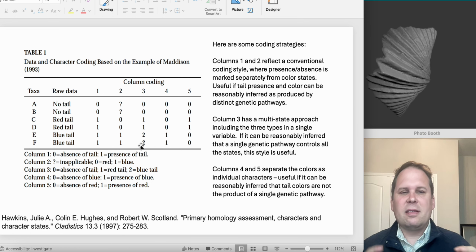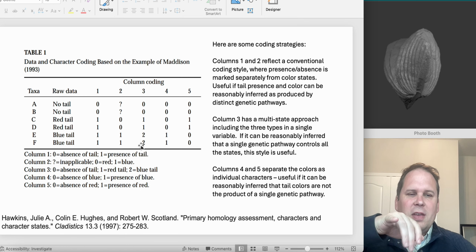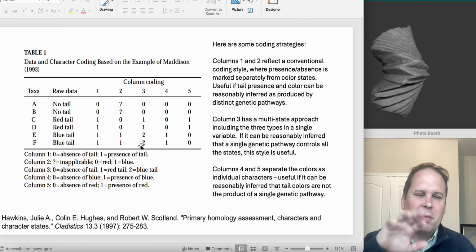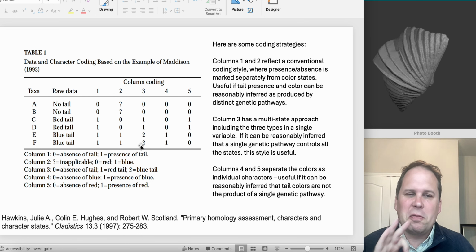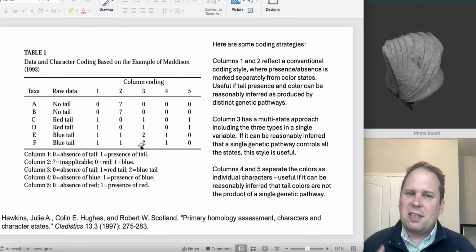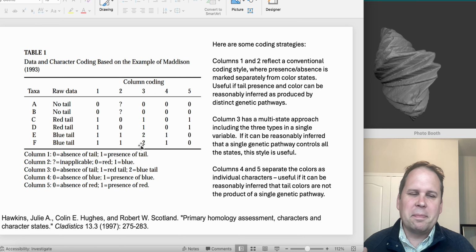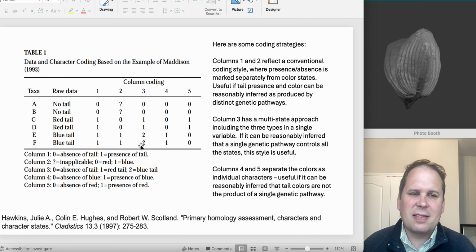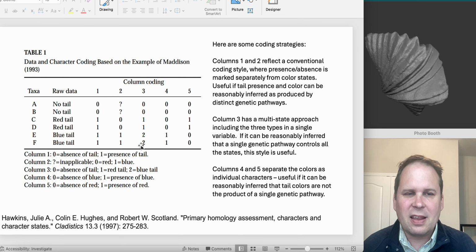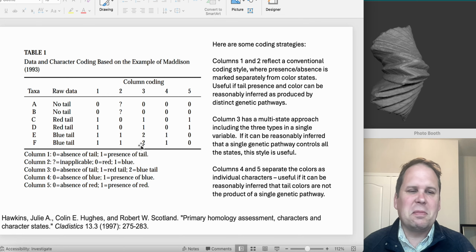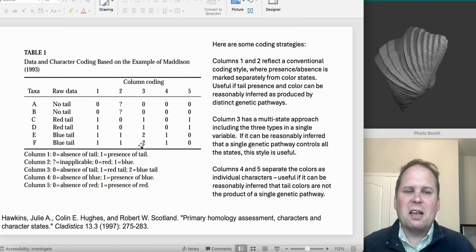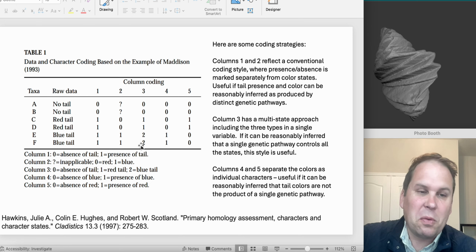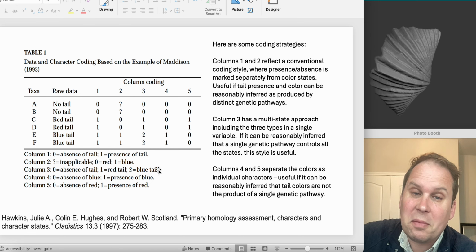You can try to smush those all into one column. So if you think that there's a continuum from no tail all the way through red tail to blue tail, then you can put them all in one column. This may not be the best thing to do for this particular case, because if you think about it, it's probably different genes that are covering tail color versus absence or presence of tail. Absence or presence, that's a developmental gene. That's like a Hox gene. Tail color, these are some pigments. This is some secondary metabolite. This is something the cells are doing long after they've either grown or not grown the body part. So in this case, I would not favor column 3.